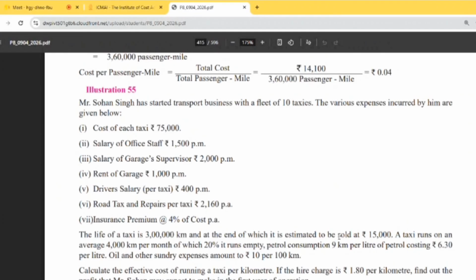Okay, so the last line says if the hire charges are 1.80 per kilometer, this is basically what the person is getting. So this is the sale value you can consider. Whatever is given above is a cost. Whatever sale minus cost, you will be arriving at the profit. So that is what we have to calculate. Very easy sum. Let's work on this now.